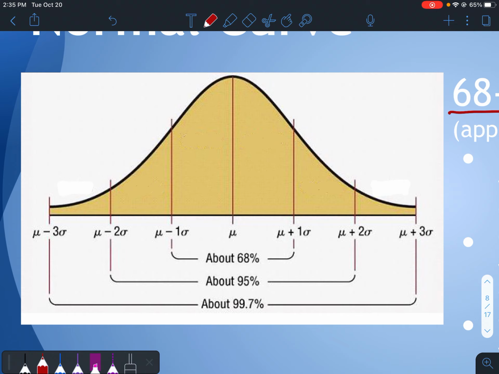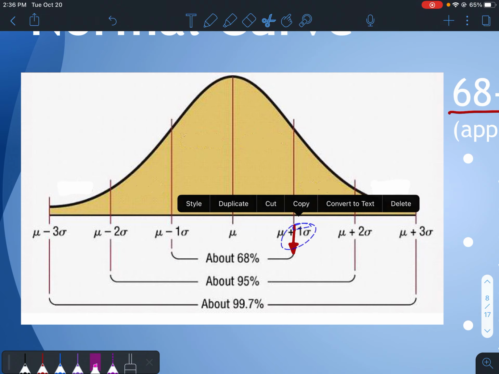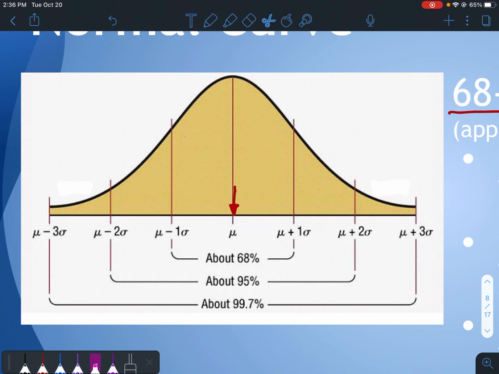And I'm going to ask you to copy this down, because this is going to be very useful as we work our way through this chapter here. But if you look, we've got our mean. Now, within 1 standard deviation of the mean, so we're talking a standard deviation below to a standard deviation above, we're going to have 68% of our observations fall within there. 68% of our observations are going to fall within that 1 standard deviation of the mean.